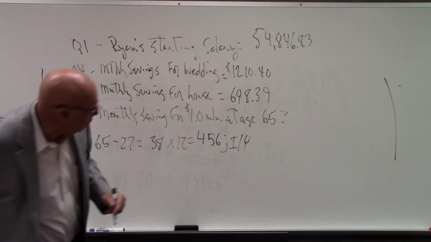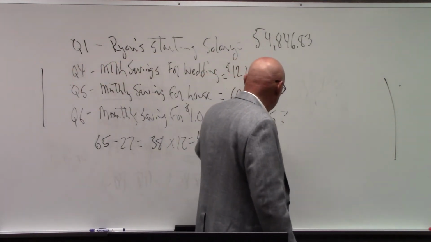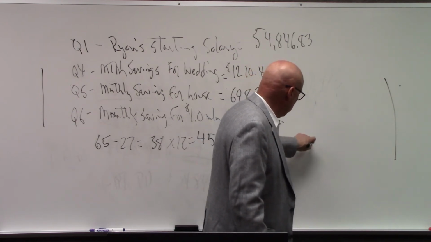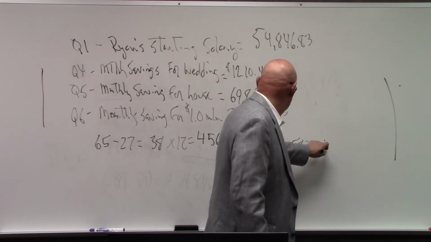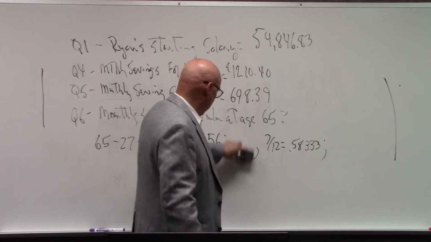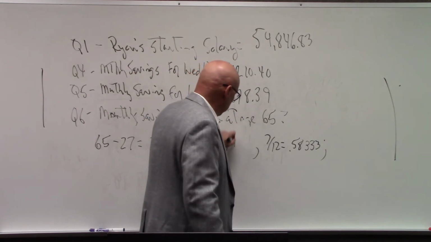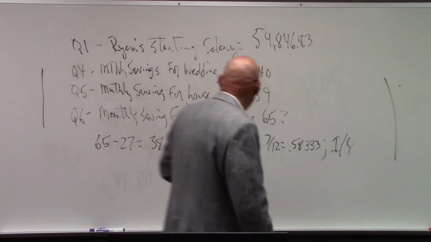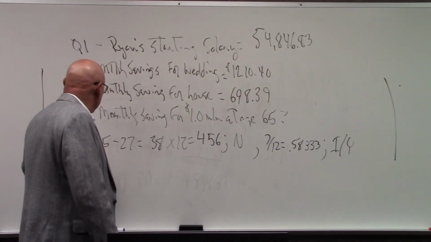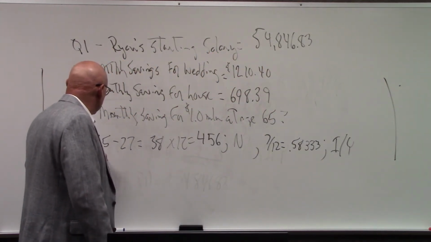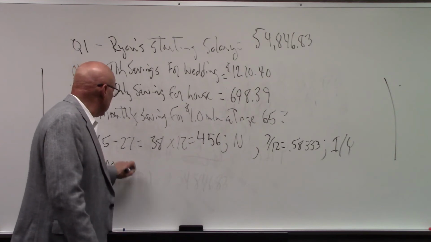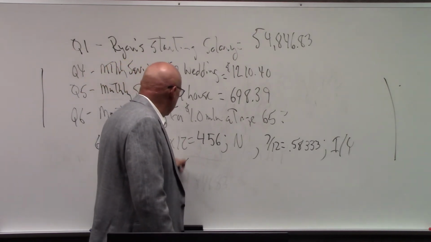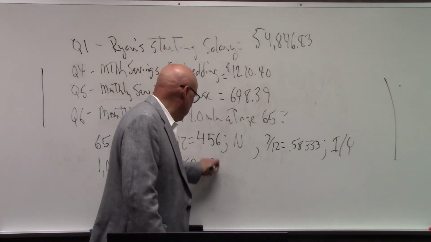7 divided by 12, 0.58333. I'm sorry. 456 is not your IY, it's your N. Sorry about that. There's your IY. 1 million is your future value. Compute payment.